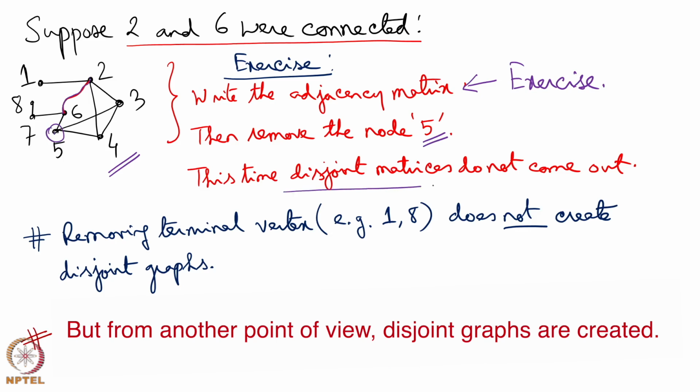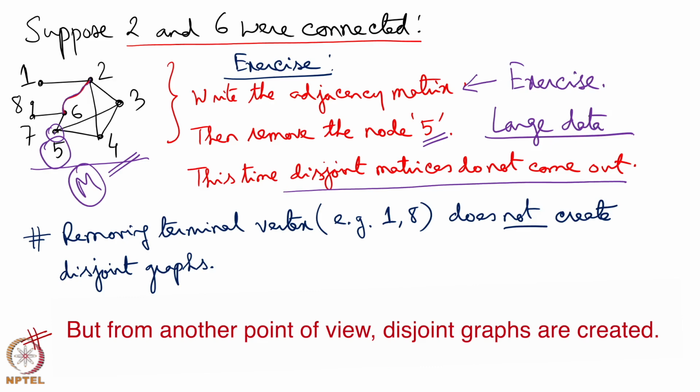This time disjoint matrices do not come out, and you can look at the matrix of this graph. You will not find two submatrices with all the elements zero across vertex 5, and it should be checked by you. So, in this way, looking at the matrix you can have an idea, without needing to draw the graph. We are dealing with only 8 species. Suppose we are dealing with large data with hundreds of nodes, then from the matrix there is no need to construct the graph. Simply looking at the matrix, and with this knowledge, you can work it out.